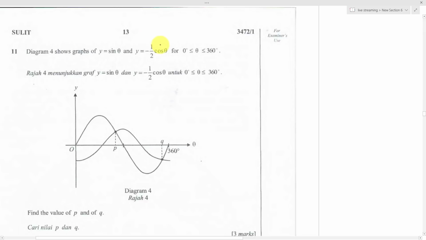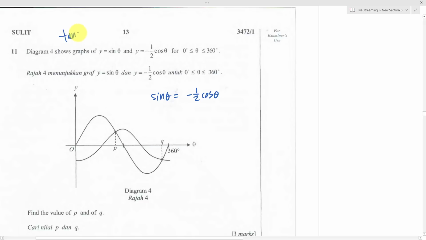Alright, so for this question, you have two equations, sine theta and negative half cos theta. And they ask you to find the intersection points P and Q. Basically, as I said many times, an intersection point is simultaneous equations. Sub the first equation into the second equation. So this is sine theta equals negative half cos theta. And you see in one equation, you have sine and cos, you have to think about tangent. Because what?